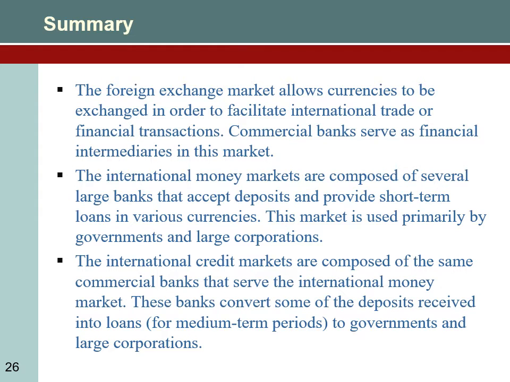So here we go. We have successfully finished this chapter. So the chapter summary is that I'm just going to read it. If an explanation is required, I will explain that point. The foreign exchange market allows currency to be exchanged in order to facilitate international trade or international transactions. Commercial banks serve as the financial intermediaries in this market.